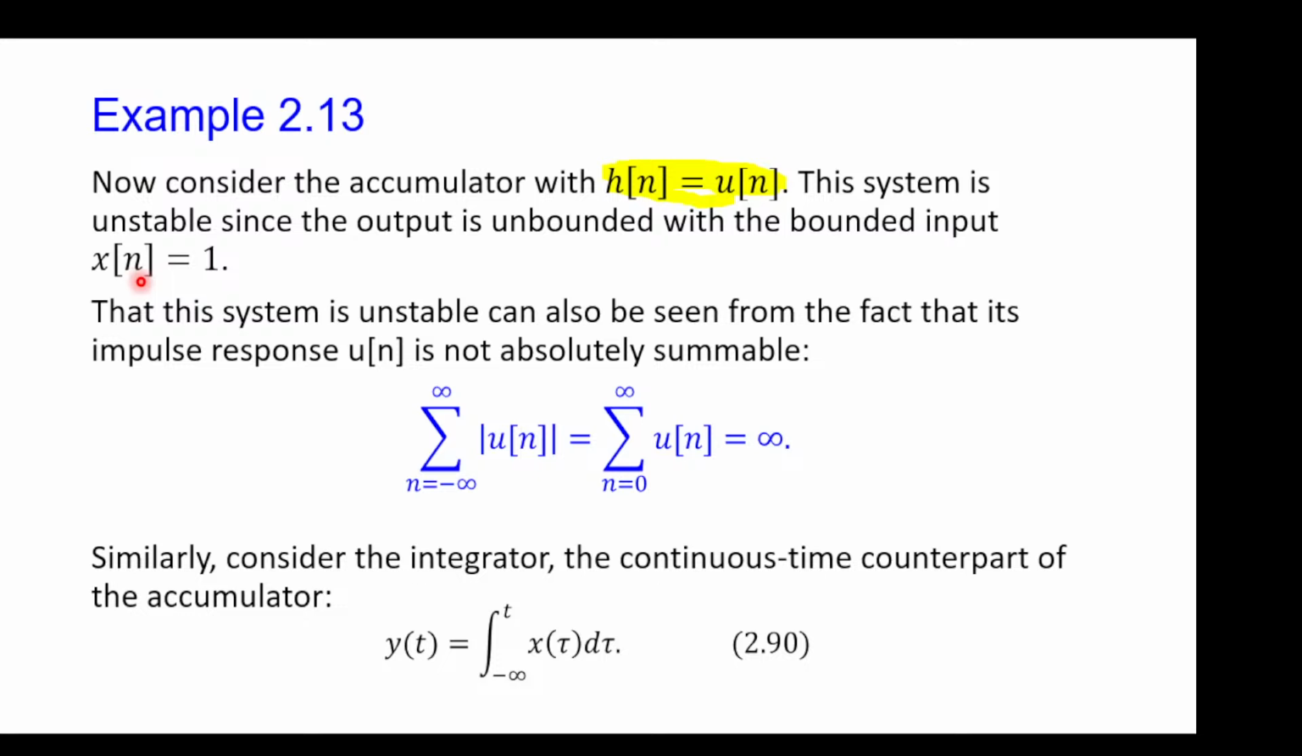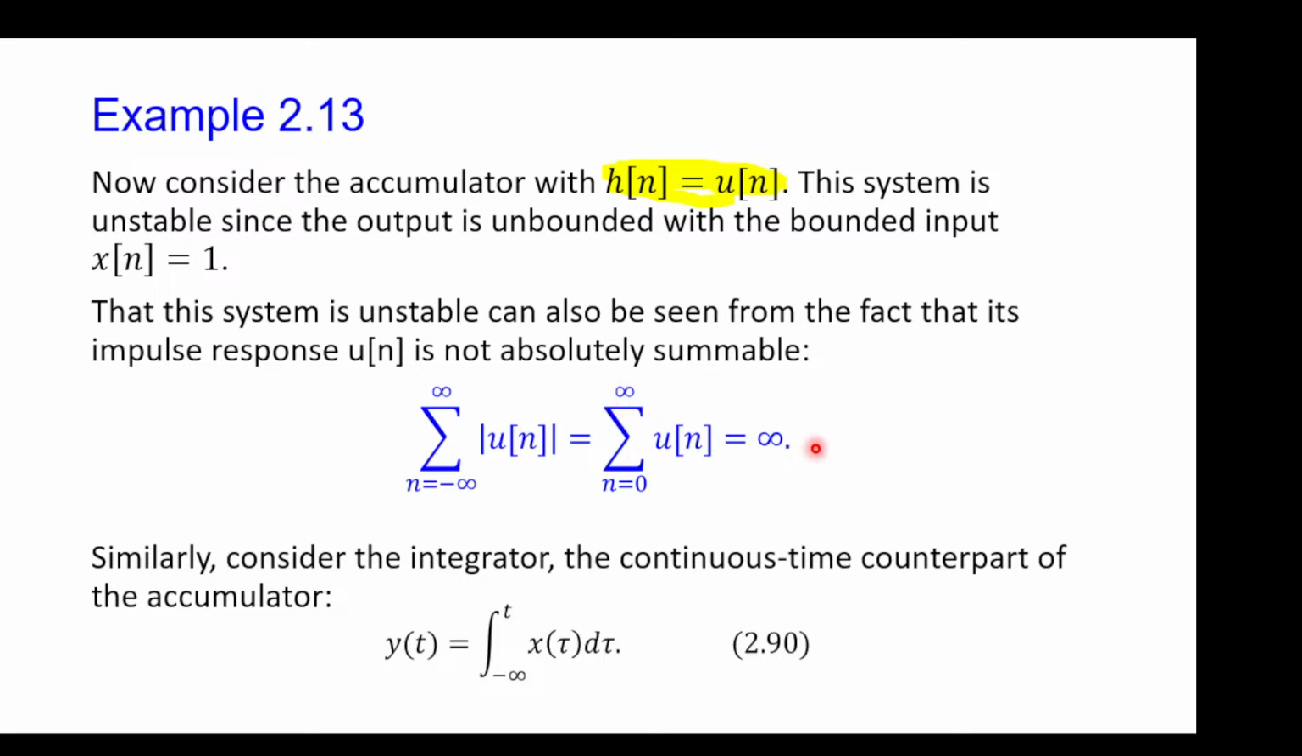Actually it's infinite everywhere, so it's a bit weird, but anyway, with the constant input, the output will get accumulated to infinity, and the system is unstable. We can also check the system is unstable from our impulse response. We can check the summation of the impulse response. So the summation of u, the summation from minus infinity to infinity, is the summation for n from 0 to infinity.